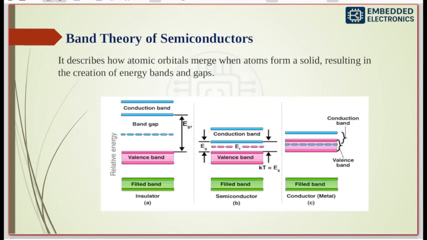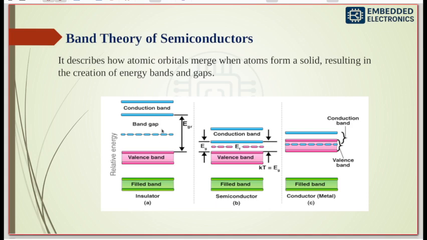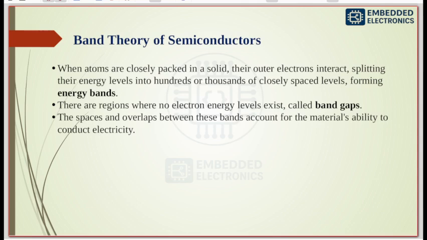So, when atoms are closely packed in a solid, their outer electrons interact, splitting their energy levels into hundreds or thousands of closely spaced levels, forming the energy bands. There are regions where no electron energy level exists. See here, there is no electron energy level. This is called the band gap. So the space and overlaps between these bands account for the material's ability to conduct electricity.